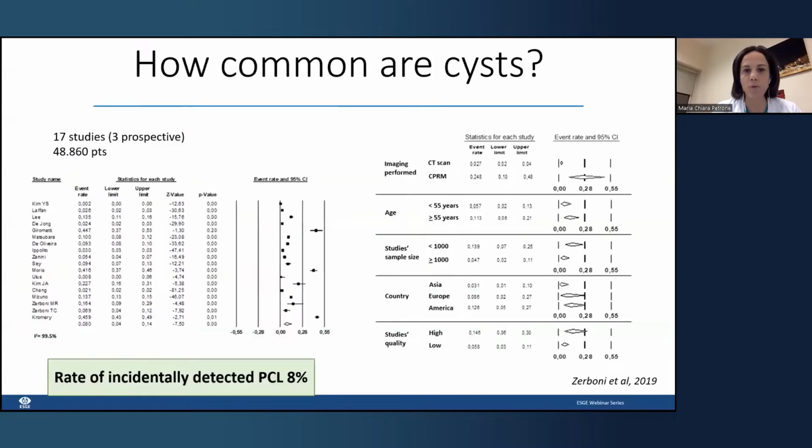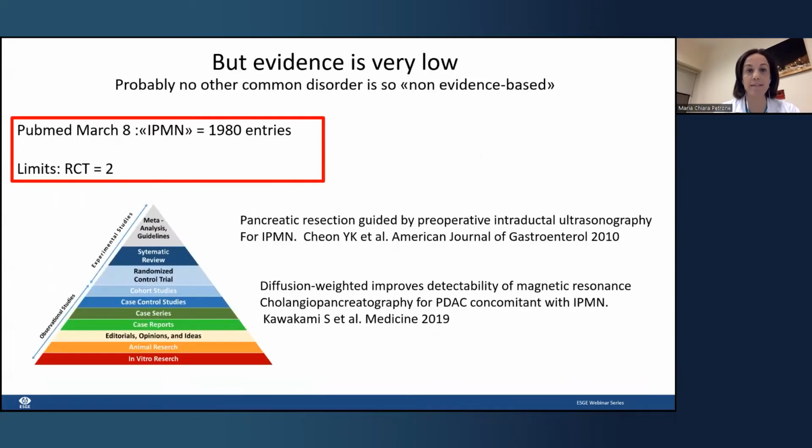But if we look at this meta-analysis about the prevalence of incidental pancreatic cystic lesions, we see that the prevalence is quite high. But the problem is that the evidence is very low. If we look for IPMN in PubMed, we obtain about 2,000 papers, but we have only 2 randomized controlled trials, meaning that probably no other common disorder is so non-evidence-based.